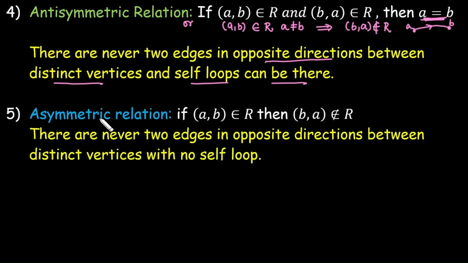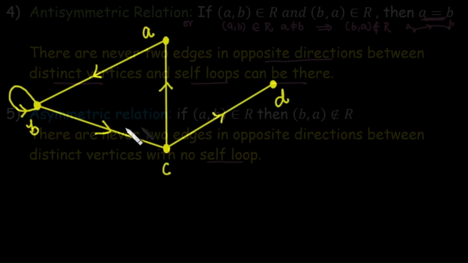And in case of asymmetric relation, we are saying the same thing, that the reverse should not be there, but the change is that a self loop is not allowed in the case of asymmetric. The condition is the same. There should never be two edges in opposite directions as well as no self loop as part of the directed graph to call it an asymmetric relation.